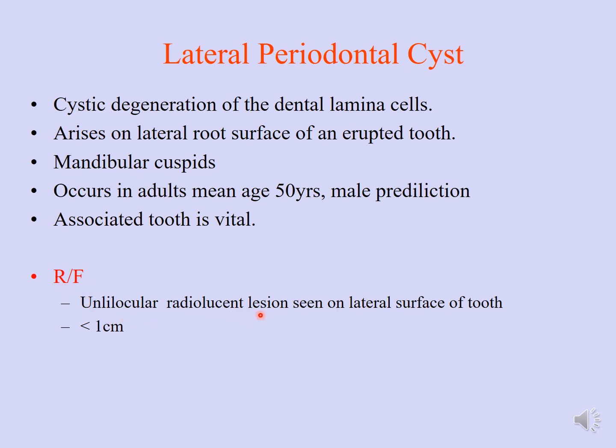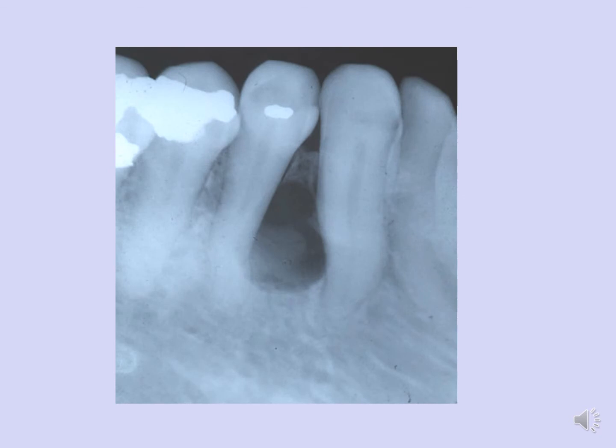Now, radiographic features: unilocular radiolucent lesions are seen on the lateral surface of a tooth, mainly mandibular cuspids. The size of these radiolucencies is less than 1 centimeter. Here is an example of a mandibular cuspid associated with a unilocular radiolucency. In this case the tooth is vital, so there is a very high chance that this cyst is a lateral periodontal cyst. However, if this tooth showed secondary caries with the radiolucency associated, then this would most probably be a radicular cyst.